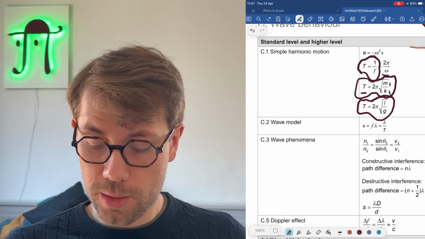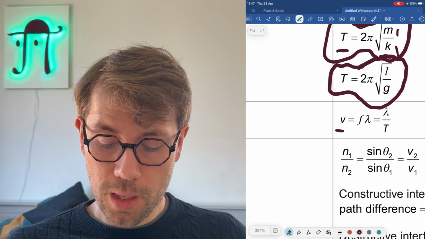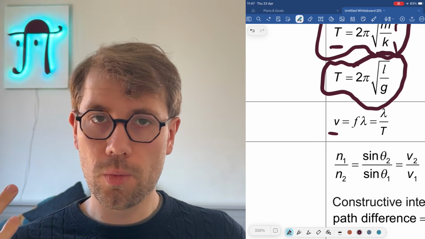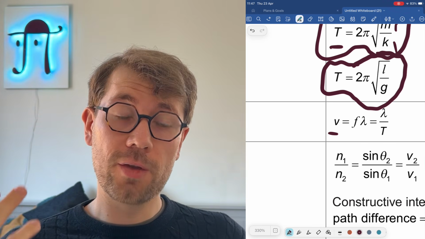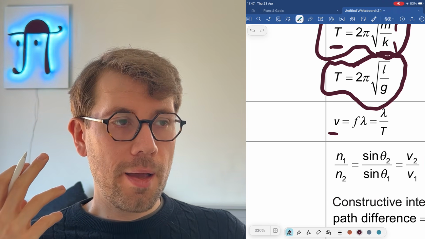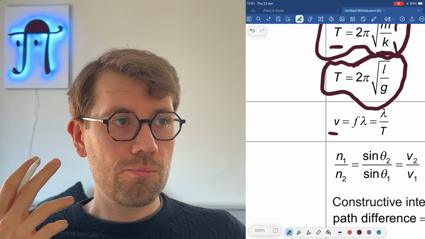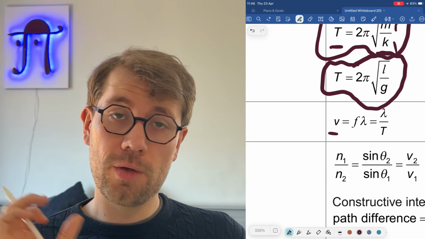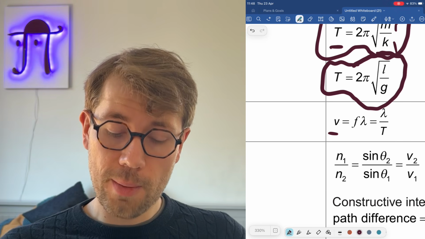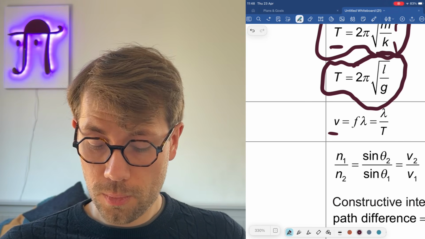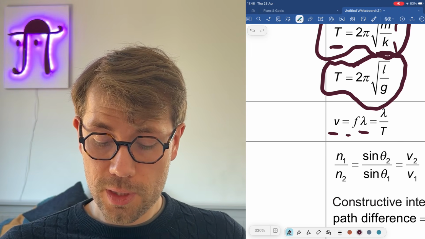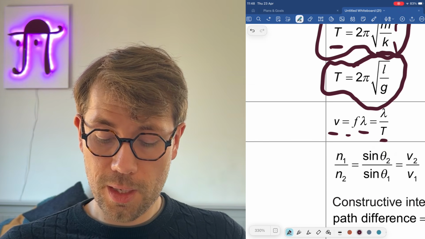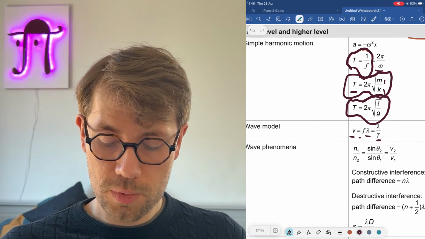The wave equation is super useful. We're talking about v here, the velocity of our wave. If we're talking about electromagnetic waves, then that is going to be the speed of light for any electromagnetic wave, radio waves through to gamma waves. Then we've got frequency, and lambda is wavelength. And then we've also got time period. Nice and easy.